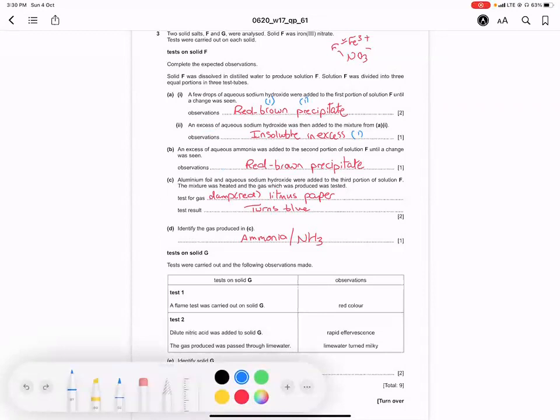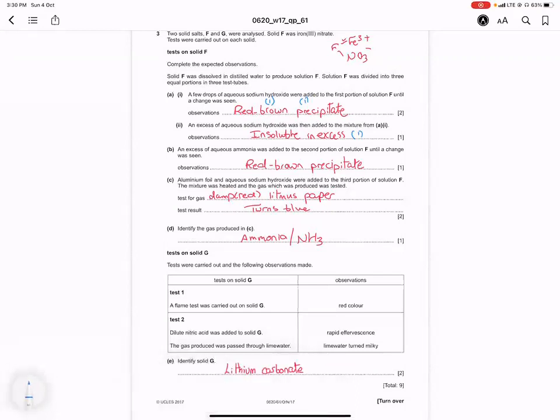C. Aluminium foil and aqueous sodium hydroxide were added to the third portion of solution F. Take care, aluminium foil is very indicative of the test for nitrate. So we have nitrate and we're doing the test for nitrate. And then he's asking what is the test for the gas? The gas produced from the nitrate test is ammonia. The test for ammonia is damp red litmus paper.